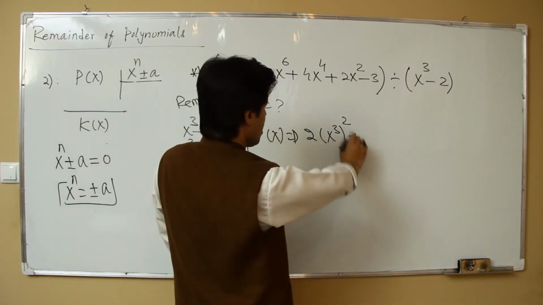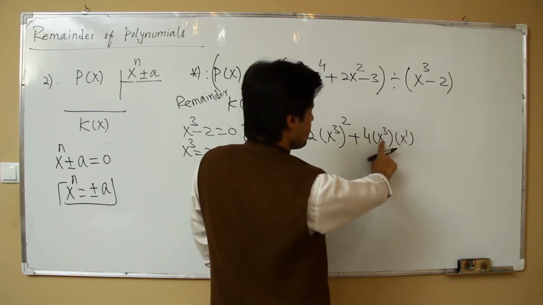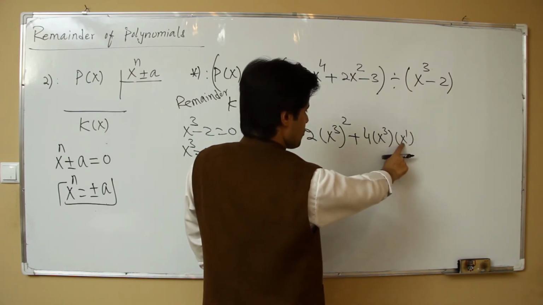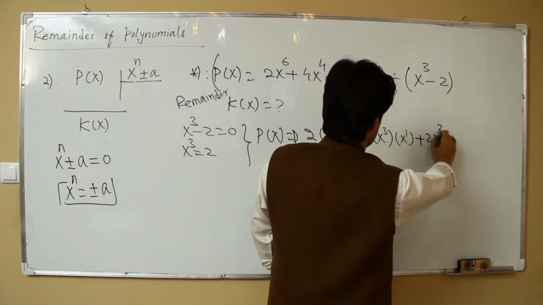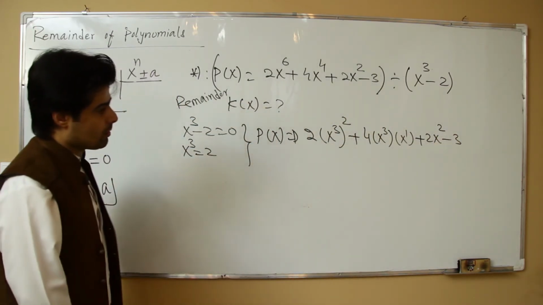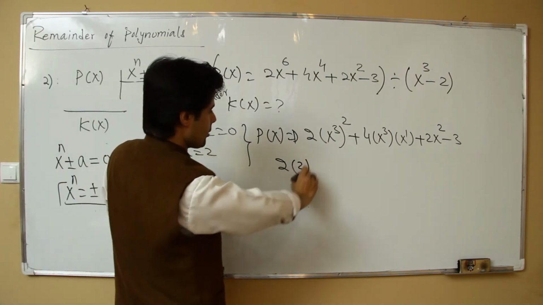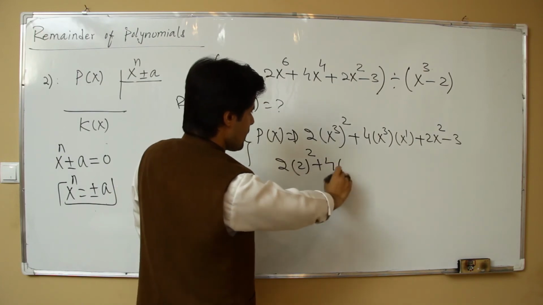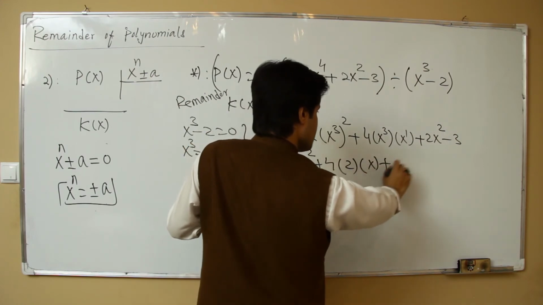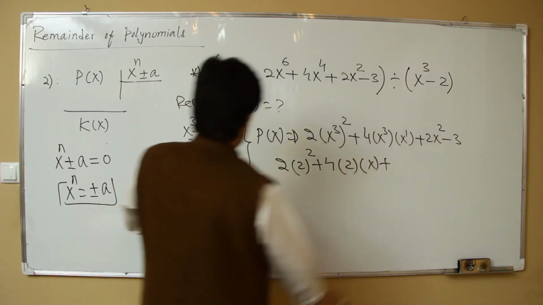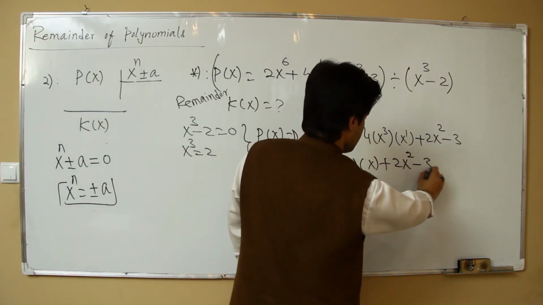Plus, how should I write this one? For 4x to the power 4, x to the power 3 times x to the power 1, because x to the power 3 times x to the power 1 is once again x to the power 4, plus 2x squared minus 3. Am I right or not? Yes. Now instead of x to the power 3, write 2: 2 times 2 raised to the power 2, plus 4 times 2 times x, plus 2x squared. Instead of x squared, you don't have anything else, so write it the same, minus 3.